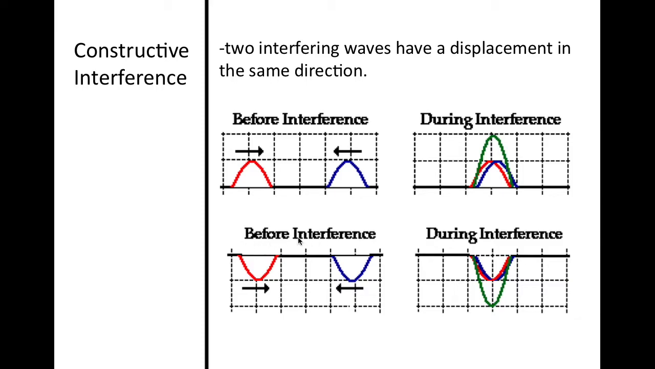Down here, before the interference, we see that the amplitude has a negative value, and so this is the trough, and we have two waves that are running into each other, and as they do during the interference, again, the displacement is the sum of both of the waves.